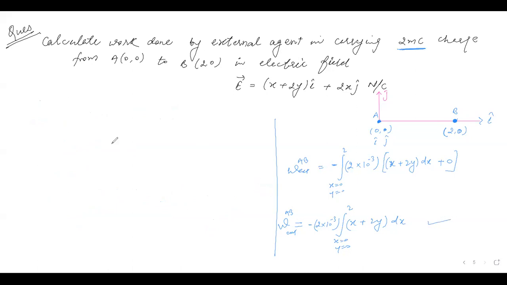Okay, I'm going to remove this. Yeah, we have this equation. Again, I am writing here W external A to B is equal to minus of 2 into 10 raised to the power minus 3, x is 0, y is 0, 2, x plus 2y dx.